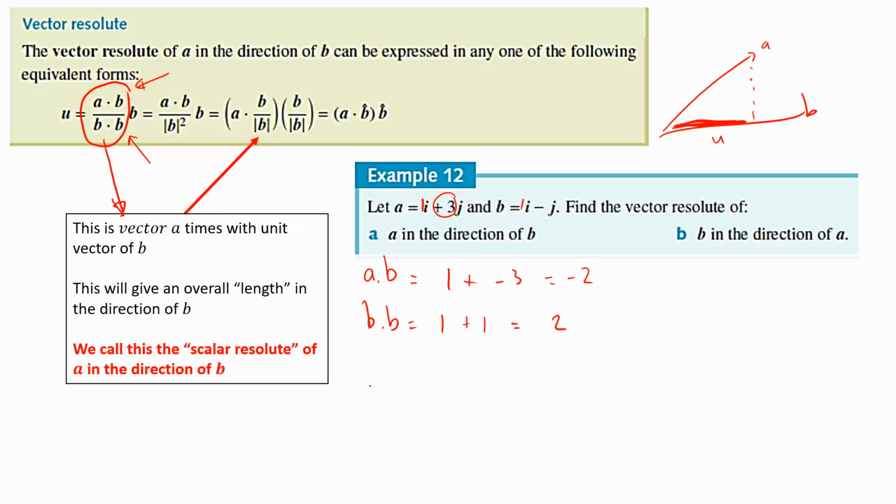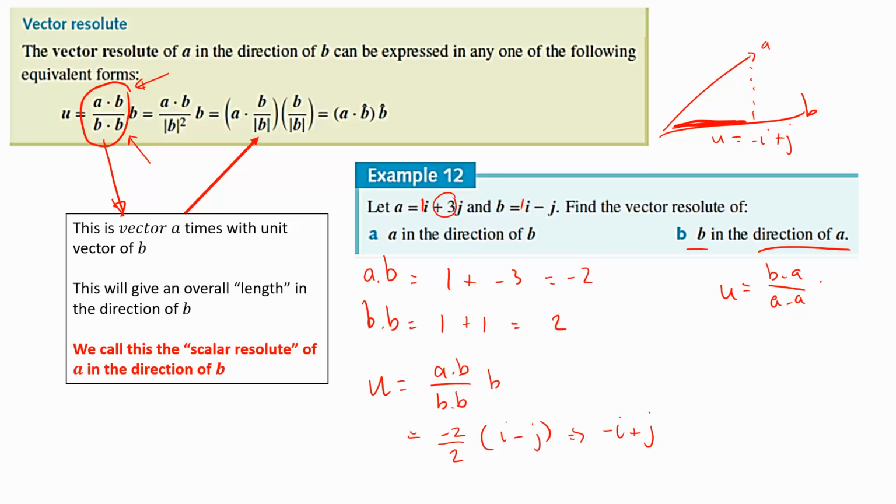So, putting them together, my vector resolute, which is U, has to equal A dot B over B dot B multiplied to the vector of B. Well, you just figured this out. A dot B gives you negative 2, divided by B dot B, which is 2, times B, which is I minus J. So this gives me an answer of negative I plus J. Voila! Now I found U. So U equals negative I plus J. Vector resolute. Okay? And when they say vector resolute of B in the direction of A, they're really just changing the formula. The only thing that changes is, instead of A dot B, it's now B dot A. And because it's in the direction of A, then it'll be A dot A times the direction of A. Do the same thing. You get A.